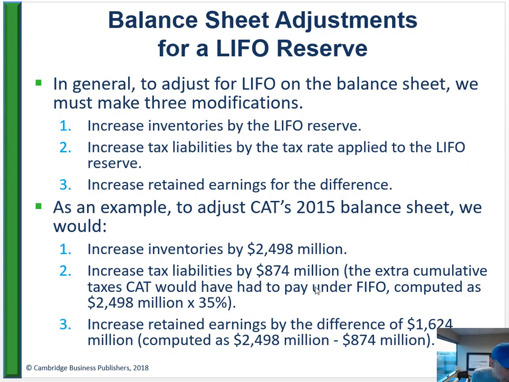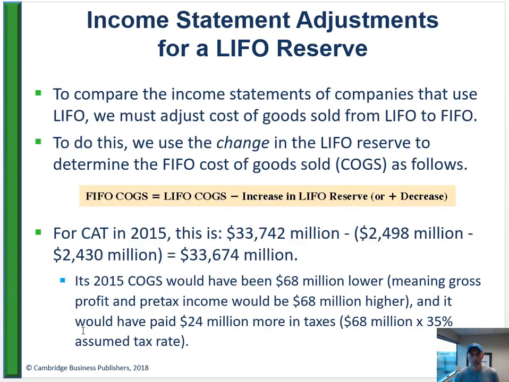So with regard to that LIFO reserve, this slide number 17 shows us how we would begin to make that apples to apples comparison. And the execution of that is down here at the bottom. When we're comparing balance sheets, we would take Caterpillar's balance sheet and we would increase inventories by $2.4 billion. We would increase the tax liability by $874 million. And then we would increase retained earnings by the difference of $1.6 million, which the authors give us the calculation there. Basically just one by one reversing the effects that we just walked through a moment ago.